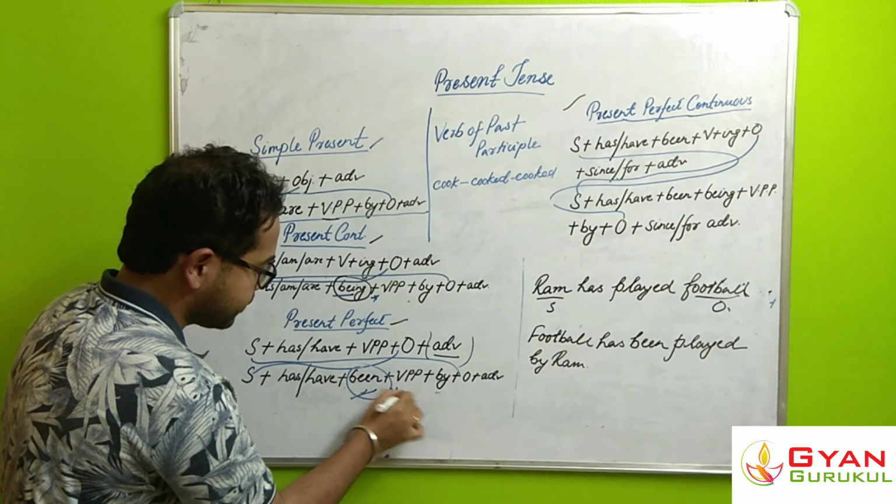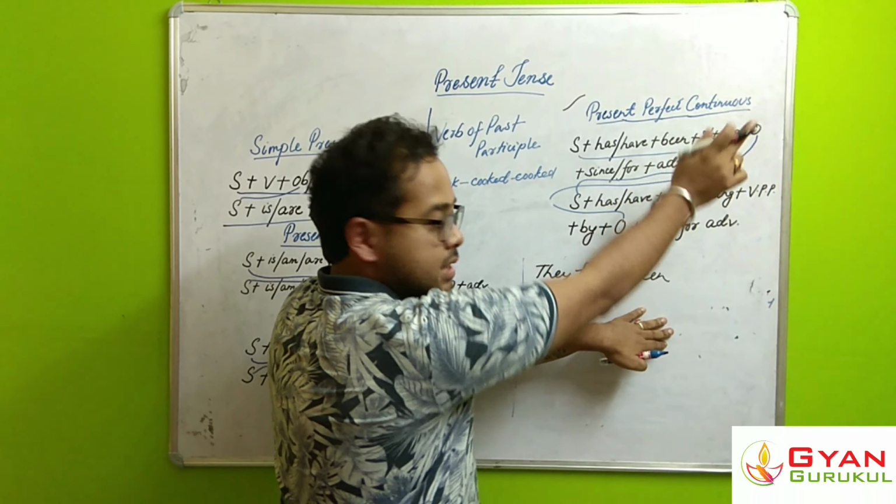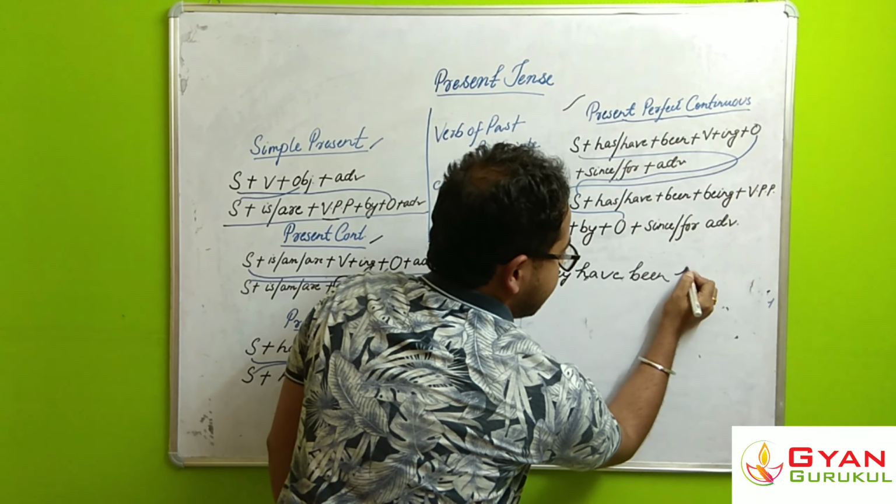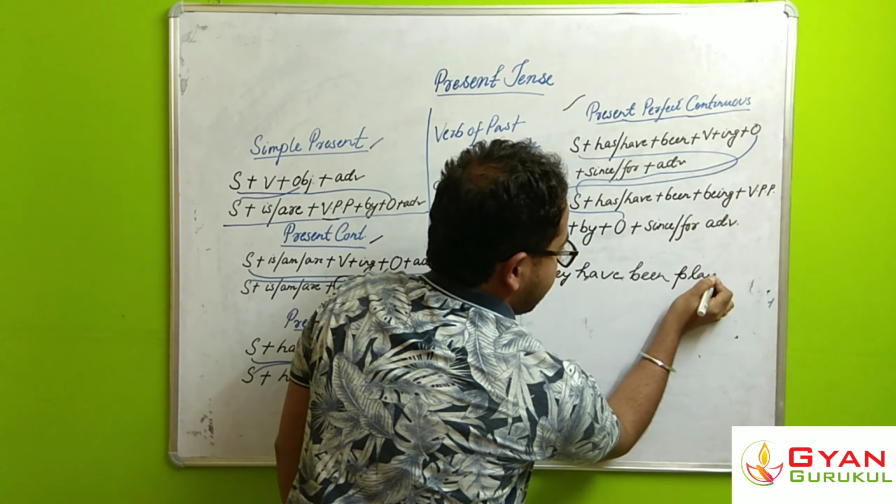They have been verb plus ing. The verb to play, playing. They have been playing cricket.